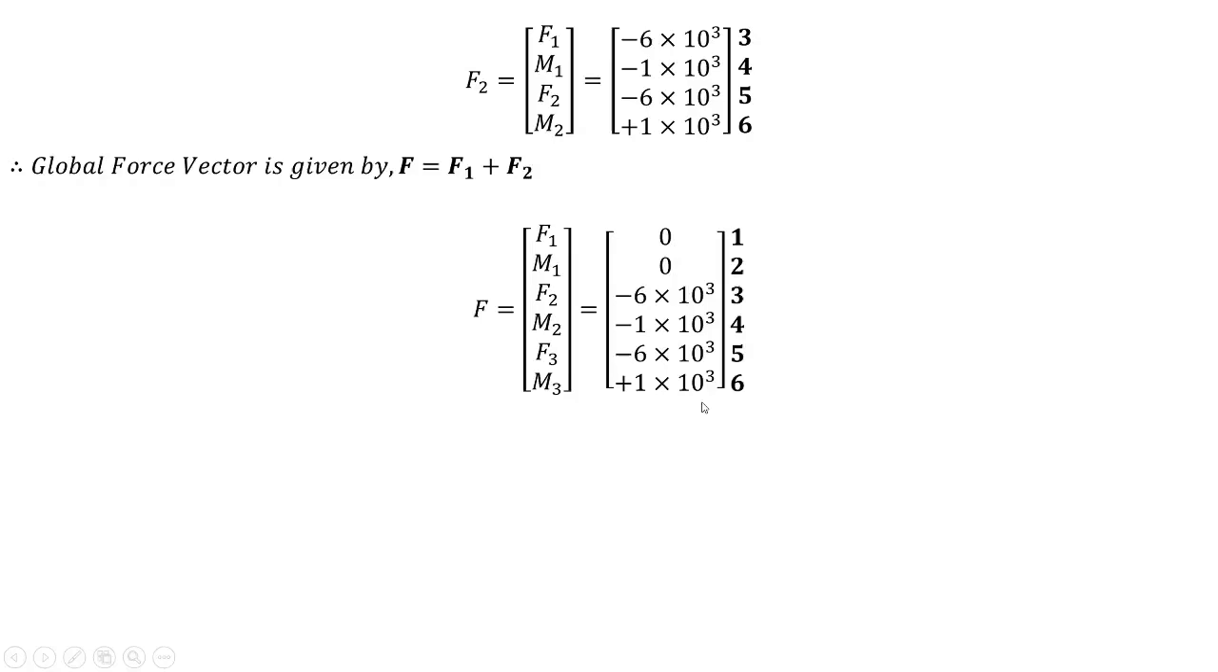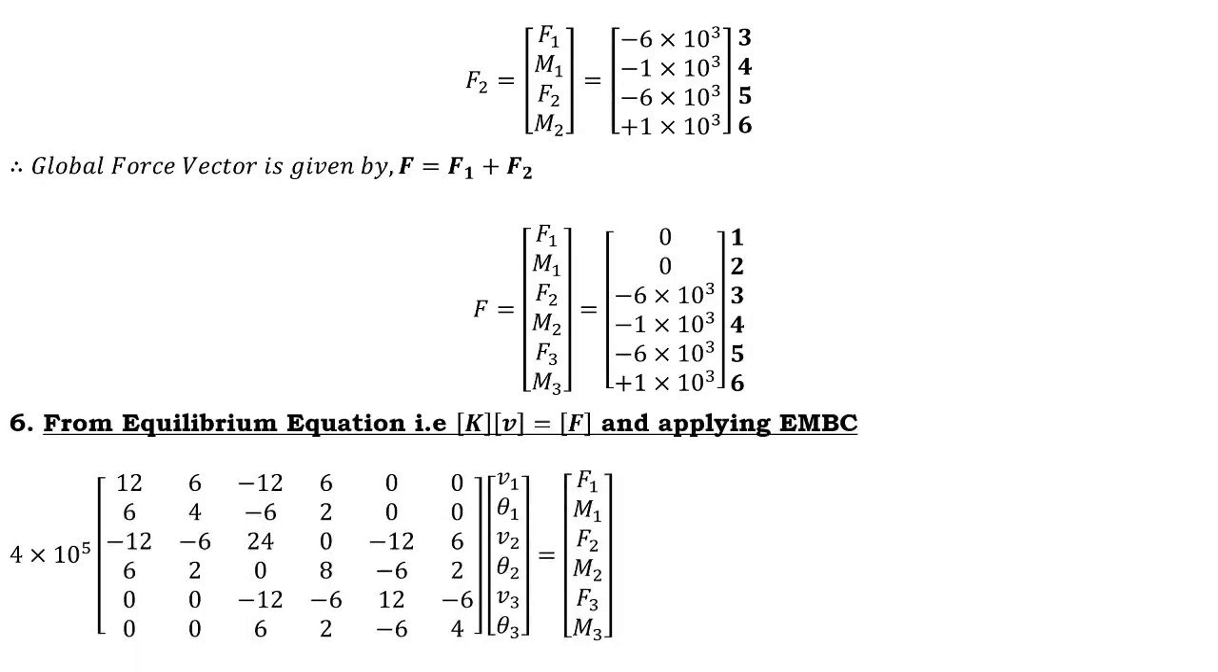Now after calculating this global force vector, I need to put it in the equilibrium condition, and I need to apply the elimination method of boundary condition. That is what we call EMBC. So my global stiffness matrix multiplied with the displacement matrix. I have 6 displacements, that is V1 theta 1, V2 theta 2, similarly V3 theta 3. That will be equal to the force matrix F1 M1, F2 M2, F3 M3. Anyhow, I have calculated this force matrix.